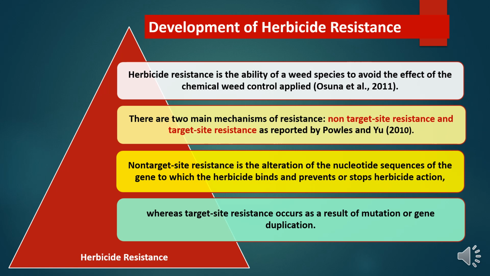Here to go through development of herbicide resistance. As per Osuna et al. 2011, herbicide resistance is the ability of a weed species to avoid the effect of the chemical weed control applied. As per Pauls and Yu 2010, there are two main mechanisms of resistance, which are non-target site resistance and target site resistance. Non-target site resistance is the alteration of the nucleotide sequences of the gene to which the herbicide binds and prevents or stops herbicide action, whereas target site resistance occurs as a result of mutation or gene duplication.